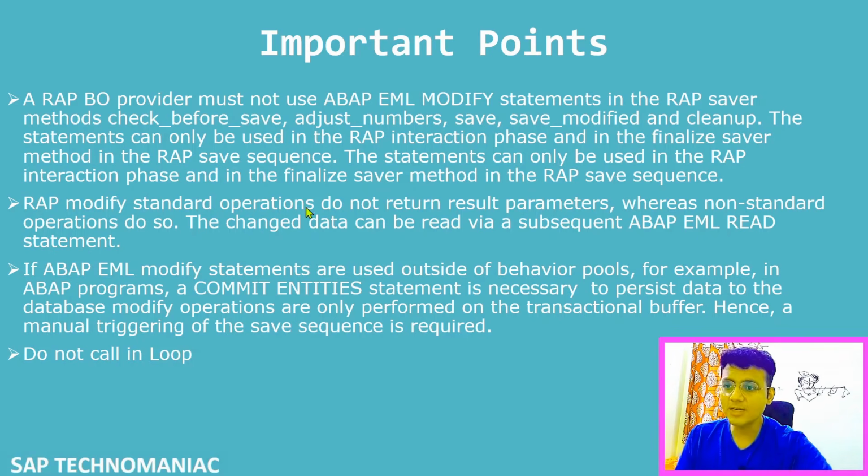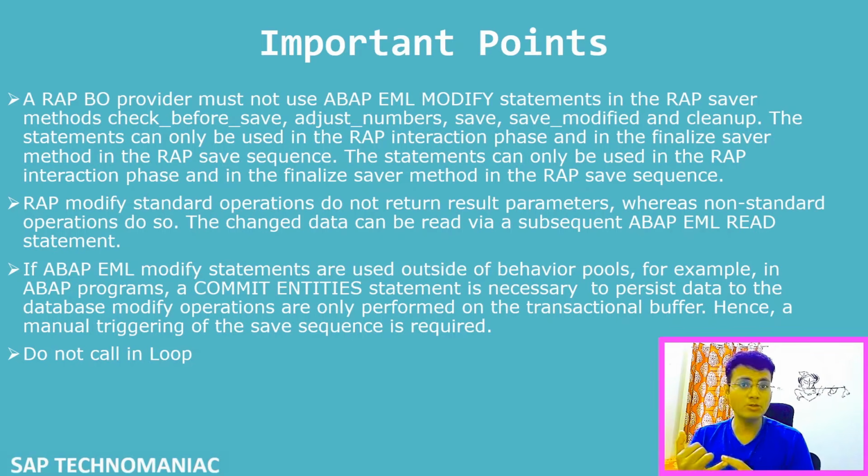Second, the RAP modify standard operations do not return any result parameter. As I told you, it will not return any result back, so you have to read back. If you want to see whether your operation was performed successfully or not, you have to read the data back from the database and check it. In the case of execute, that is function and action, we have importing and exporting parameters, and a result parameter as well. But in standard operations, we don't have a result parameter.